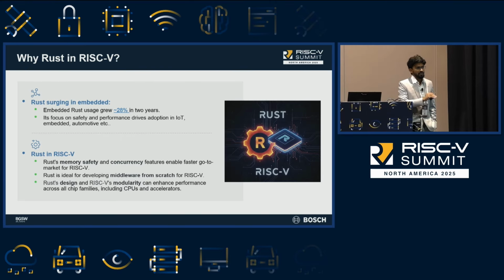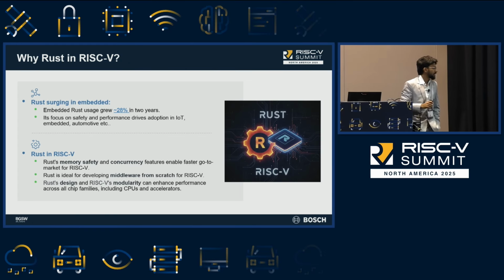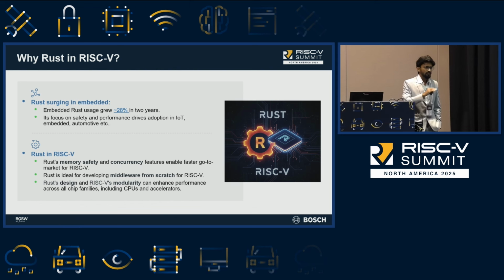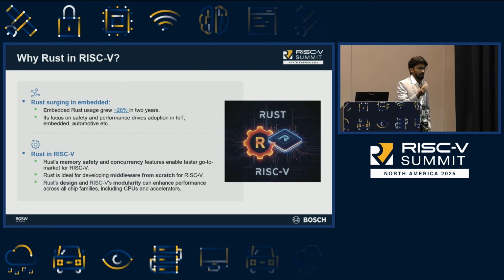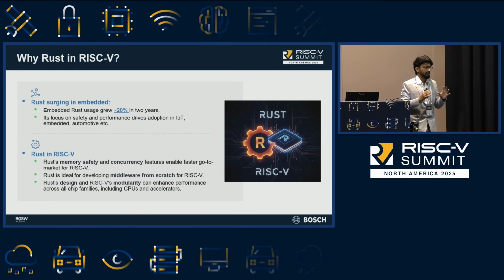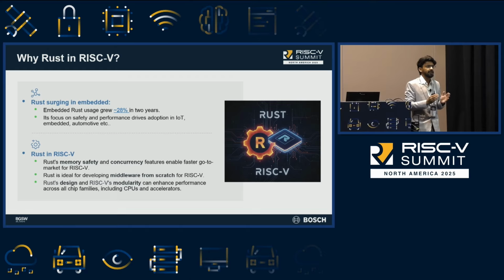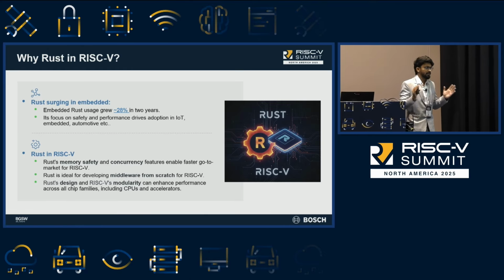Why should Rust be the language of choice for RISC-V? Because of its memory safety and concurrency, the time to market reduces from years to months. That's one thing. The second thing is that you're building everything from scratch anyway, so why not go for Rust for the entire middleware, etc.? And the third thing is that Rust's modularity and RISC-V's design together could pave a new era of innovation where safety and security are the base. Keeping this in mind, we started to implement the entire middleware stack in Rust.